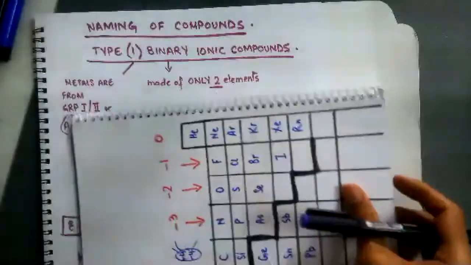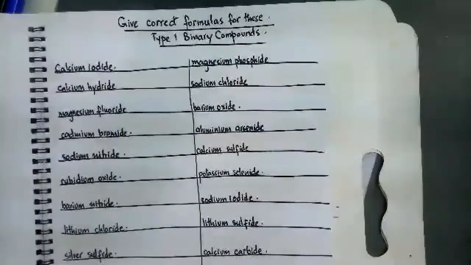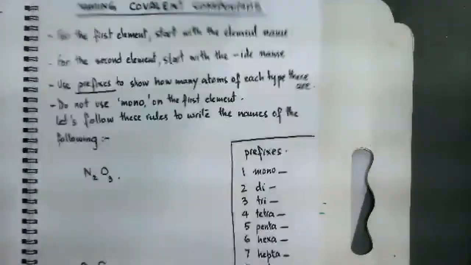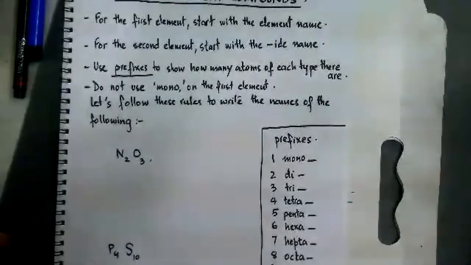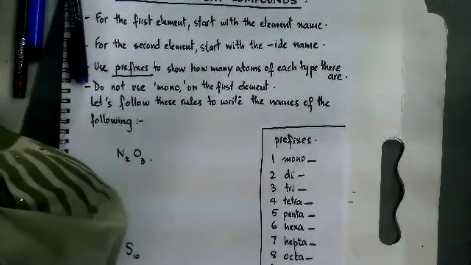At the end of the class, I wanted to do more. The next topic is how to write the formulae of covalent compounds. We will do the formulae of covalent compounds and then naming of the covalent compounds in the next class, because we are out of time. Okay, good job, everybody. I want everybody to participate.